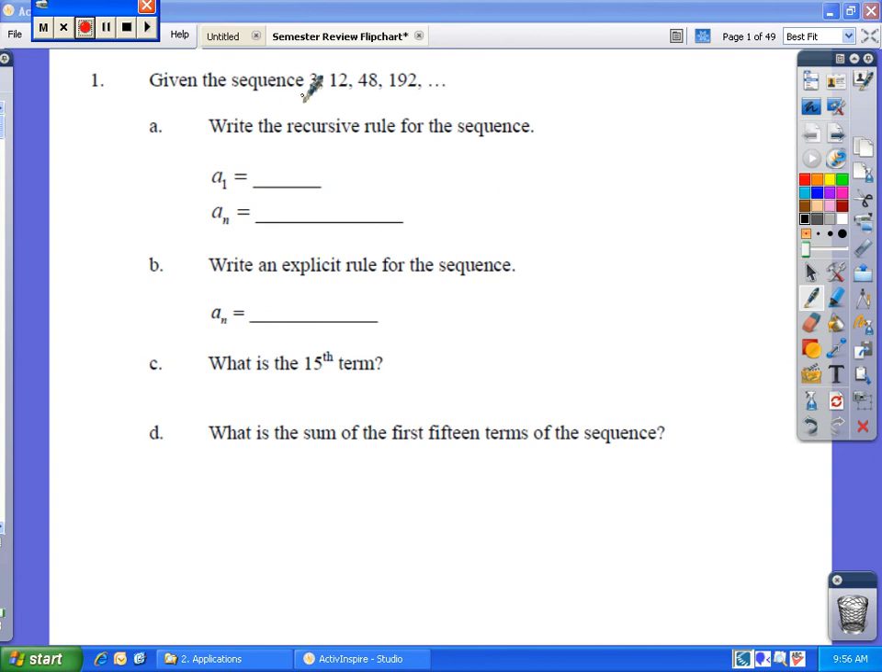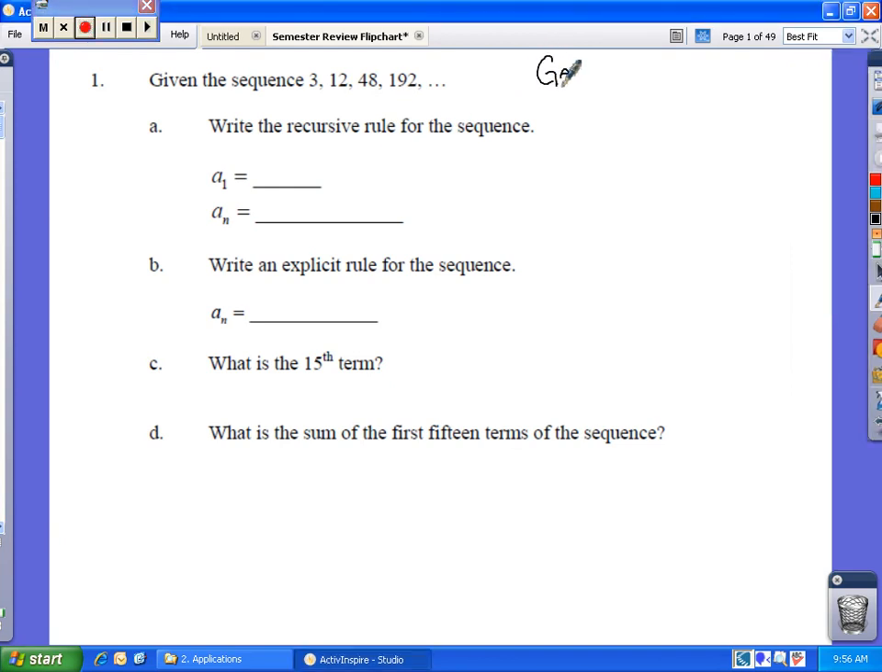All right, so we're given a sequence 3, 12, 48, and 192. Now in this sequence, you can see that you are not going to be adding by a common number because the difference between 3 and 12 is much less than the difference between 48 and 192. So that indicates that this is probably going to be a geometric sequence.